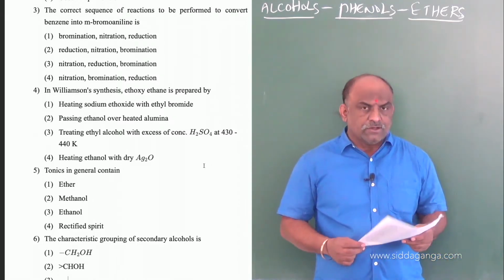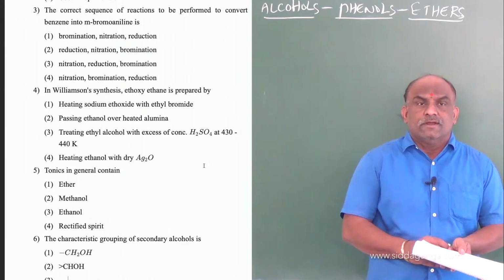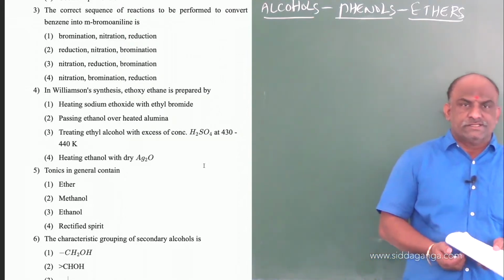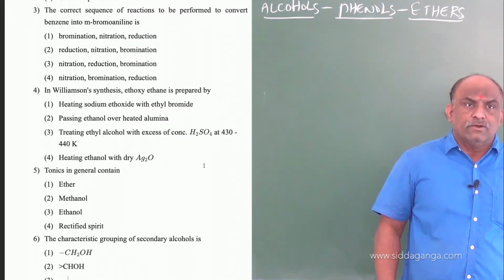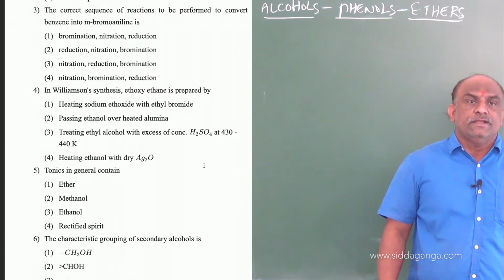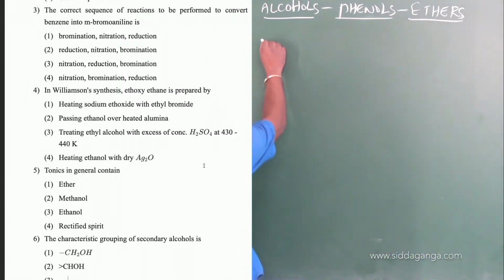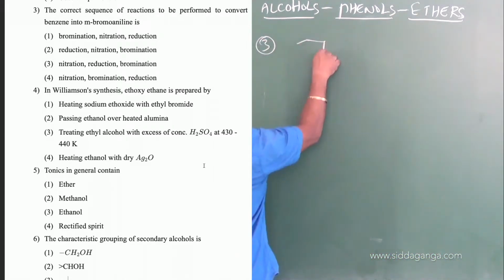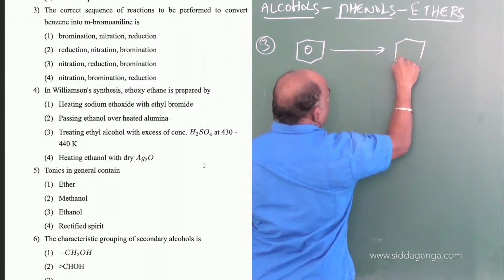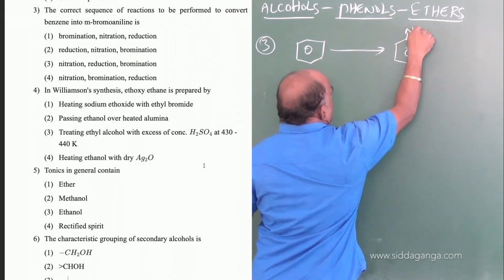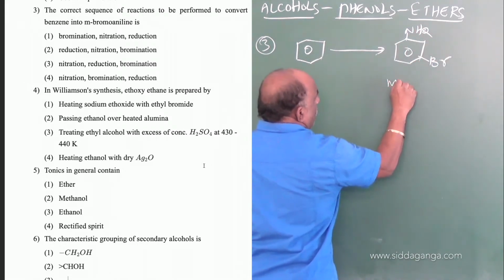First one is question number 3. Once you observe, question number 3 is the correct sequence of reactions. The correct sequence of reactions to be performed to convert benzene into metabromoaniline is. The question was like this. Question number 3, benzene is converted into NH2, aniline. This is metabromoaniline.